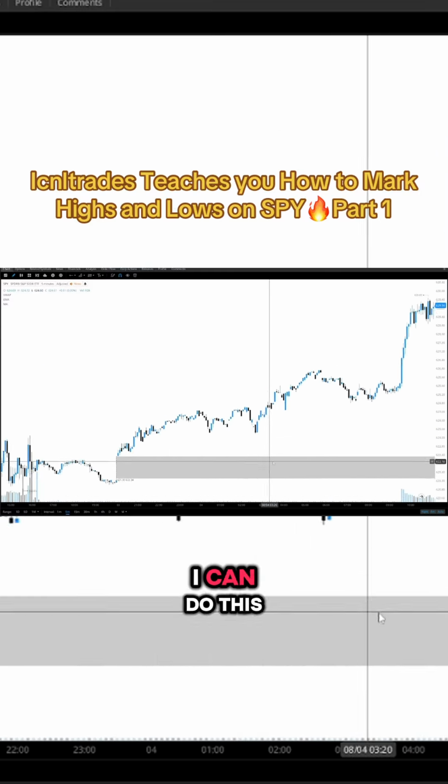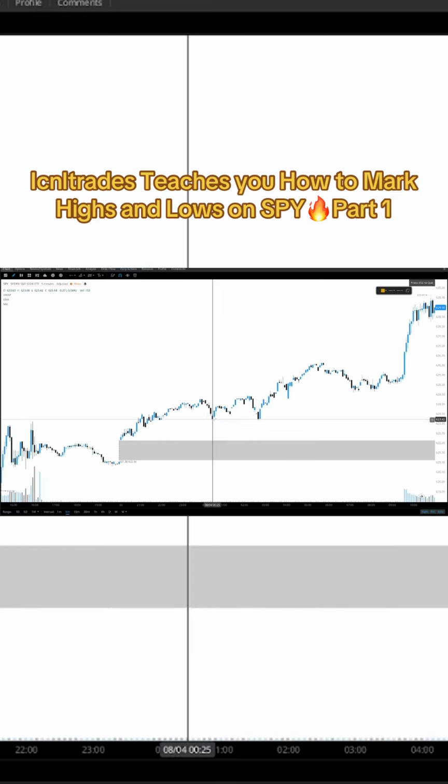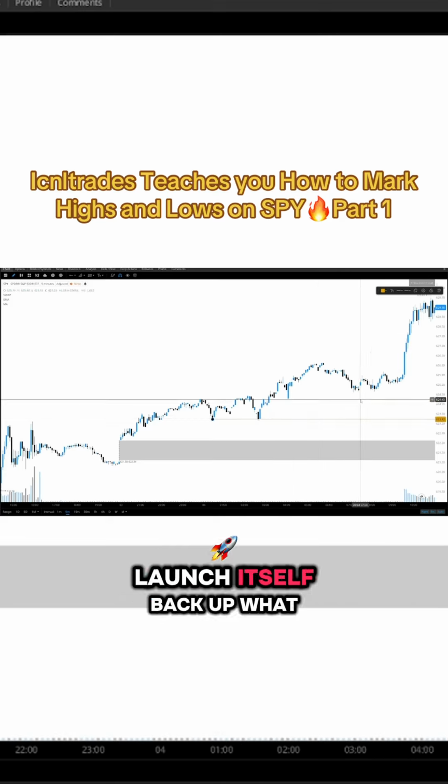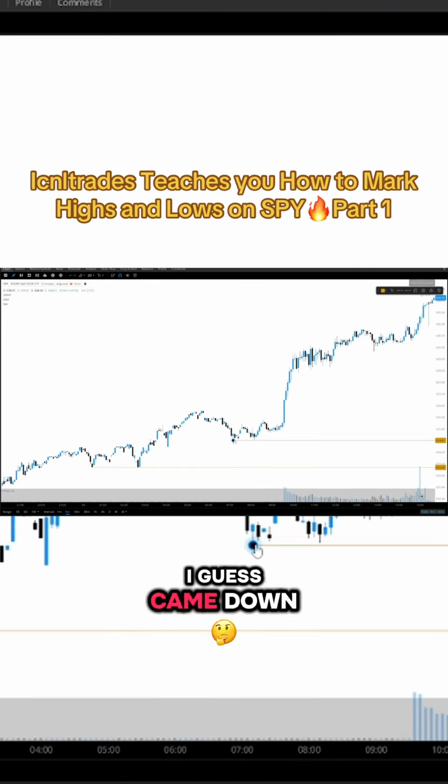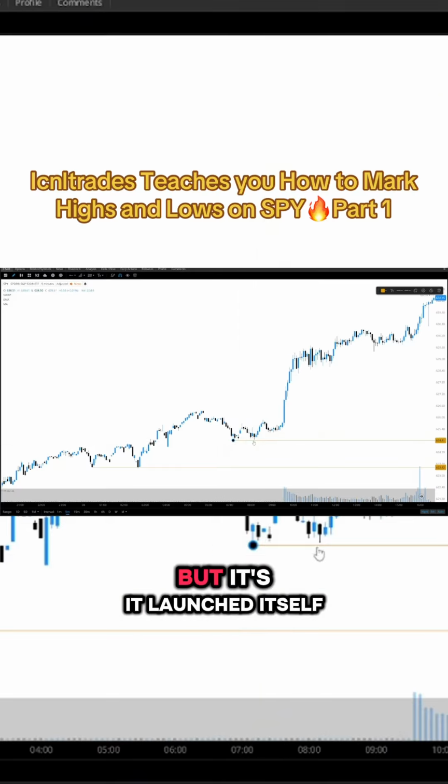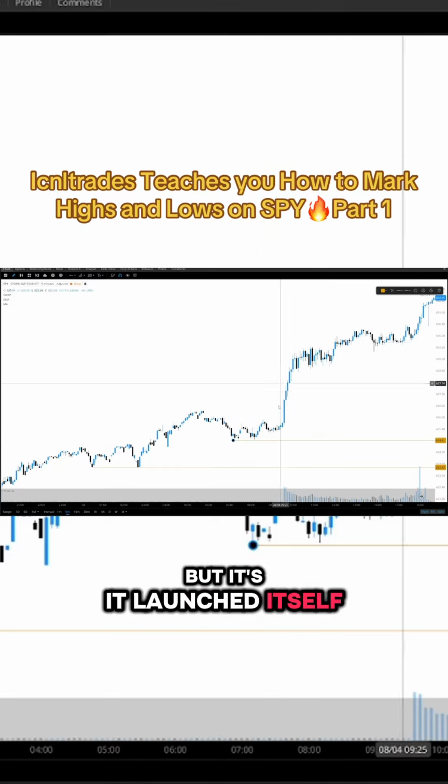I mean, I can do this. We can do this all day. It came down. What happened here? Launched itself back up. What happened here? I guess came down. Didn't touch it all the way, but it launched itself back up.